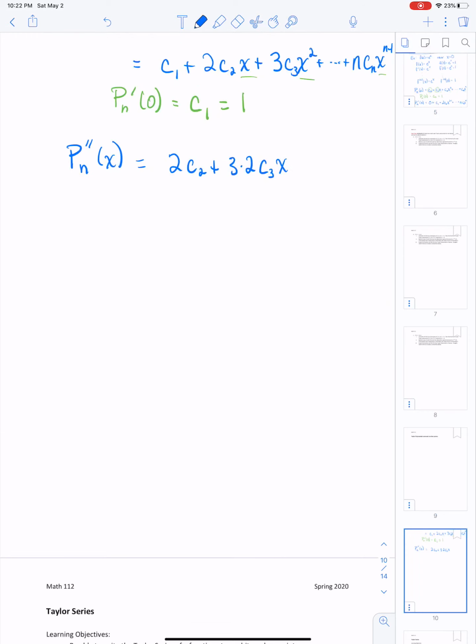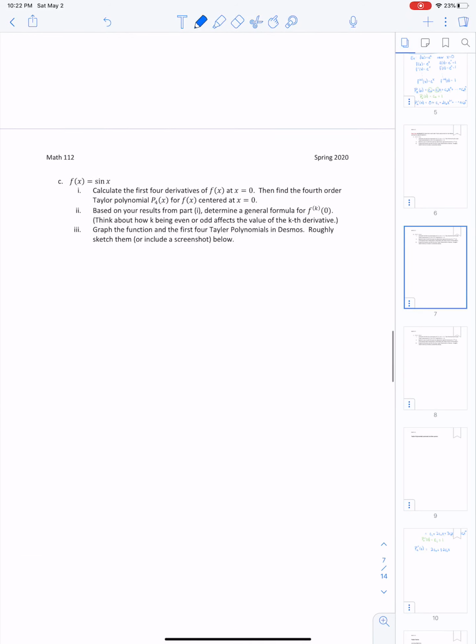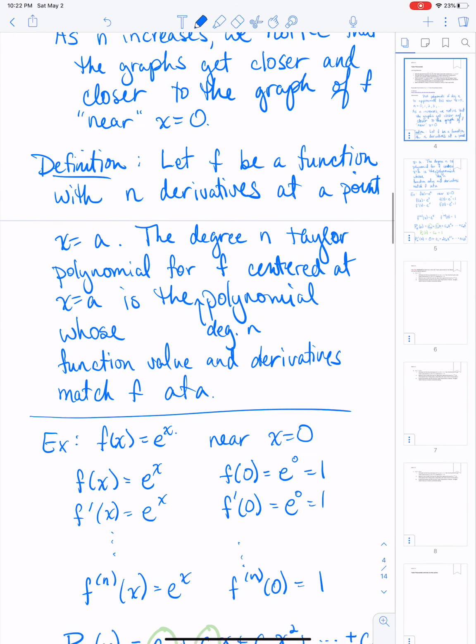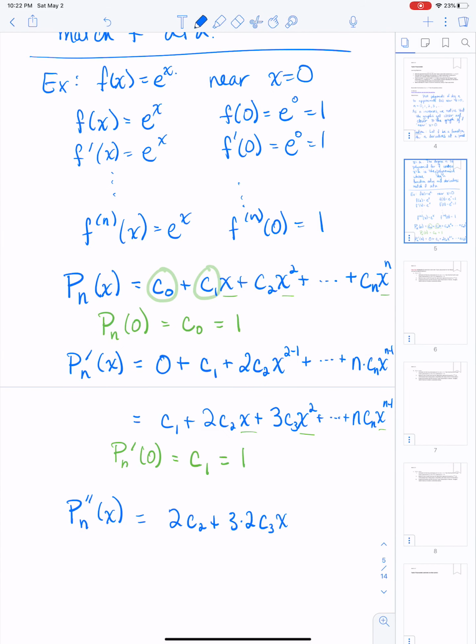Oops, pardon me, I think I just somehow moved this page. That was not what I intended to do. There we go. Thank goodness for undo.